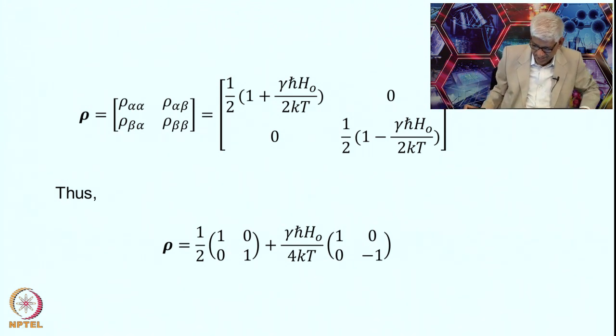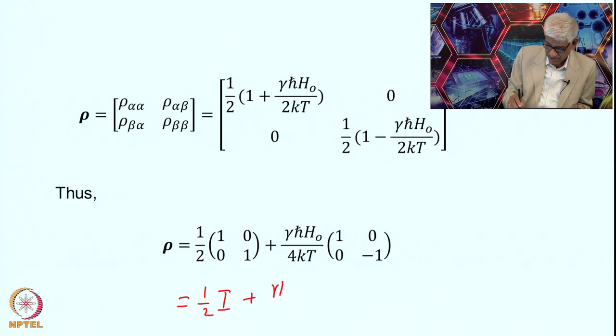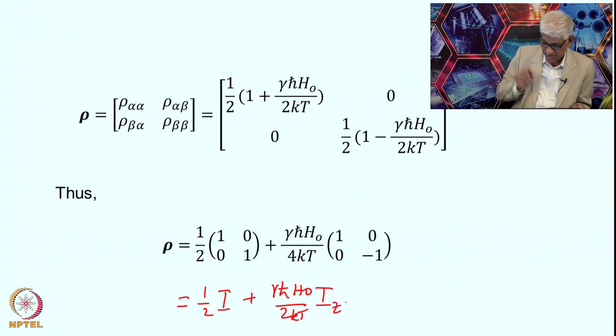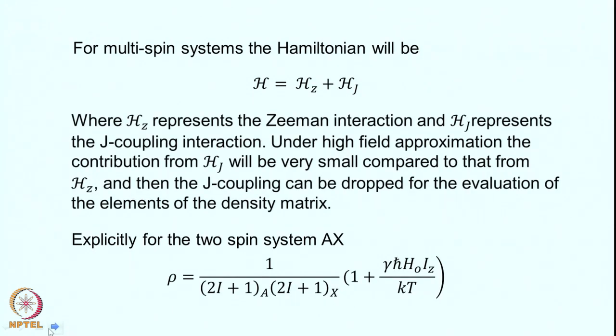So if I want to write it explicitly in a similar form, I can also write this as half unit matrix plus gamma h cross h naught by 2 kT into Iz. Here I am actually representing the matrices of Iz and the matrix I. This I is a unit matrix 1 0 0 1, and this is the Iz of the single spin, 1 0 0 minus 1, right. So this is also the way one can write it: once you know the basic matrix representations of the individual operators, one can write the density operator in that manner. Now that was for the single spin system.